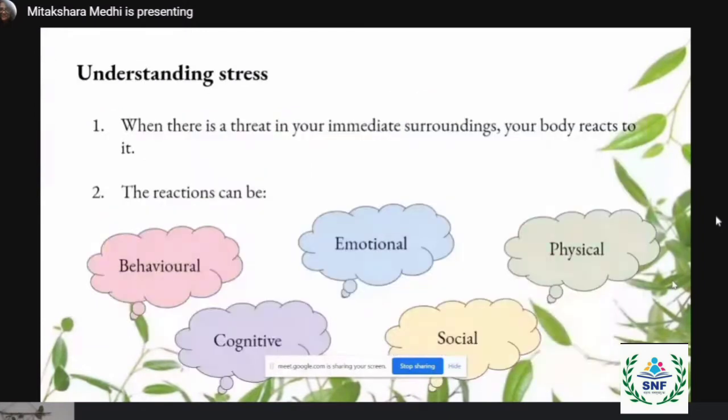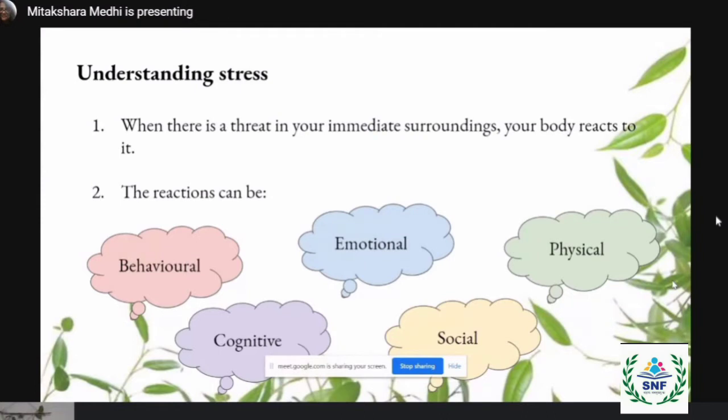Just the basics. So as Mr. Rashik had already said, stress is how our body reacts when there is a threat in our environment. So the threat doesn't always have to be a physical threat. It could also be something like an examination, how you perceive it as, okay, I need to pass in this exam. So that is also kind of a threat in your immediate surrounding. And the kind of reactions that you would get are categorized into behavioral, emotional, physical, cognitive, and social.